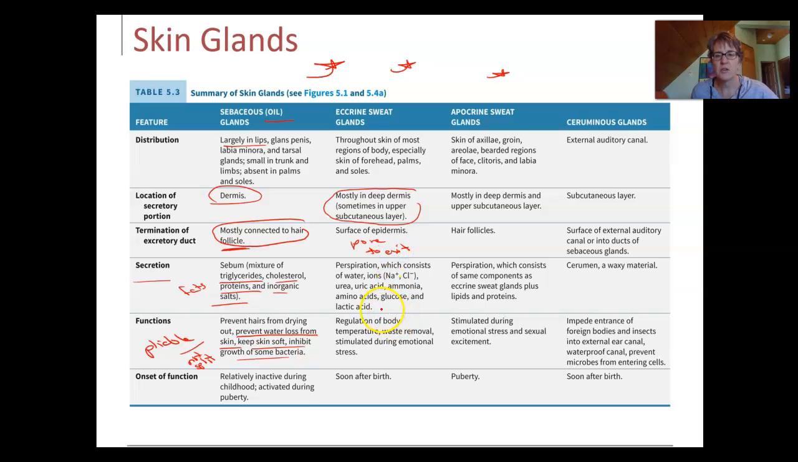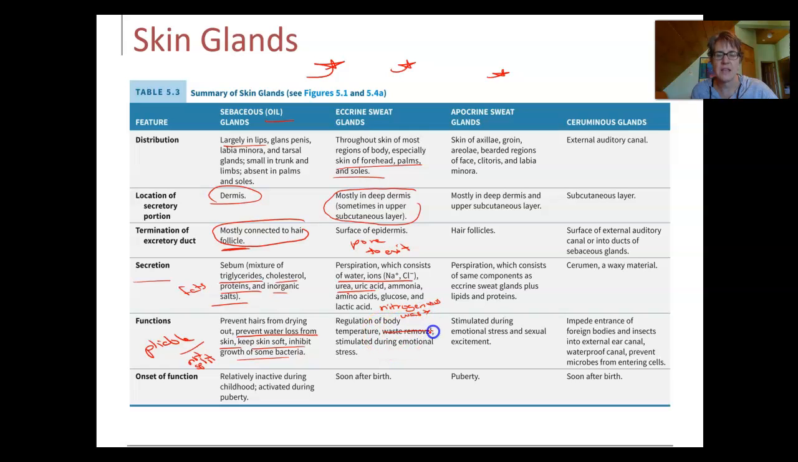epidermis. All right, and they're all over the body, especially forehead, palms, and soles, right? Sweaty palms, because you have a lot of sweat glands in your palms. And what's in sweat? So sweat is mostly water and ions. I have some nitrogenous waste. Urea, uric acid, ammonia is going to be nitrogenous waste. It's not our main way of getting rid of nitrogenous waste.